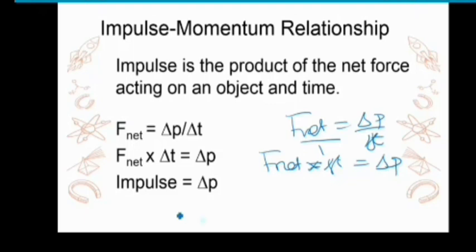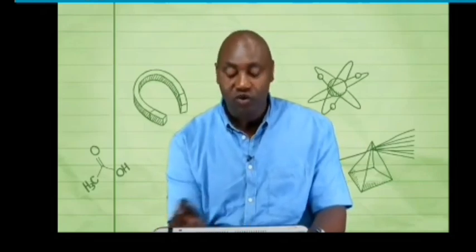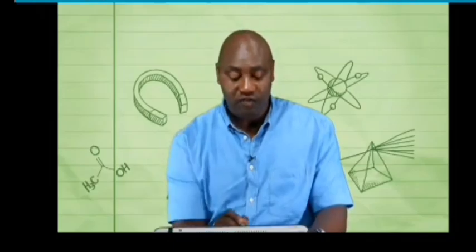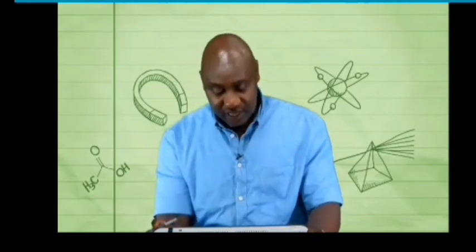So the net force multiplied by time gives us a change in momentum. This quantity, the product of the net force and time, is known as impulse. Impulse also is a vector quantity because it is a product of a vector and a scalar. A vector multiplied by a scalar quantity gives us a vector. I beg your pardon.